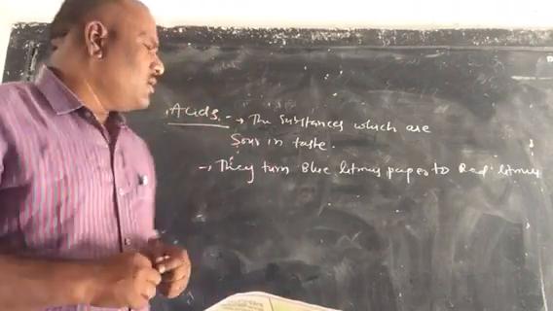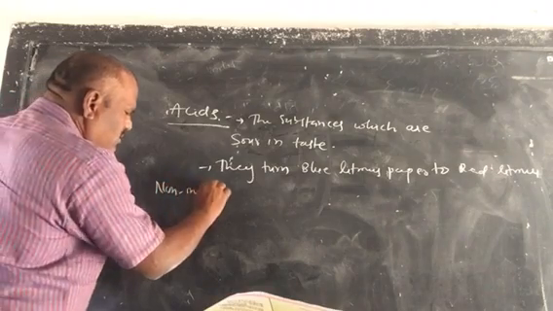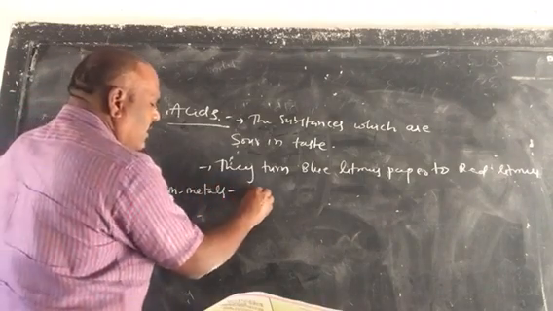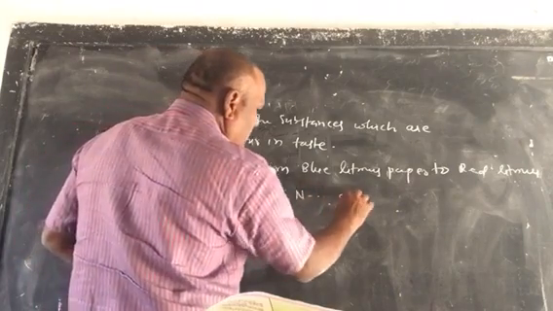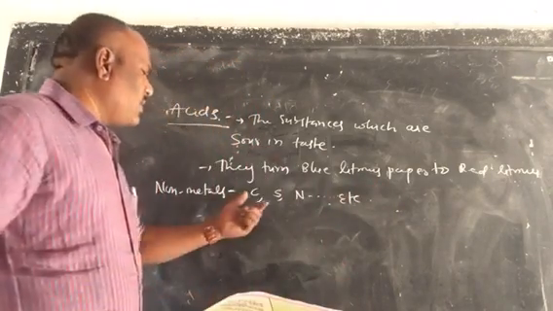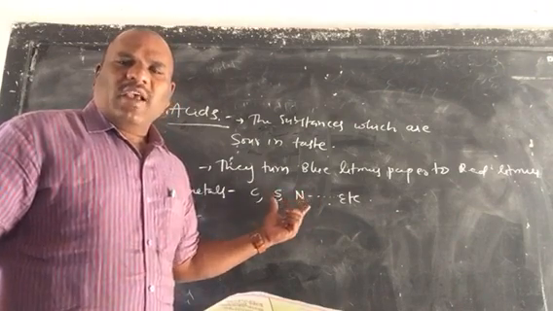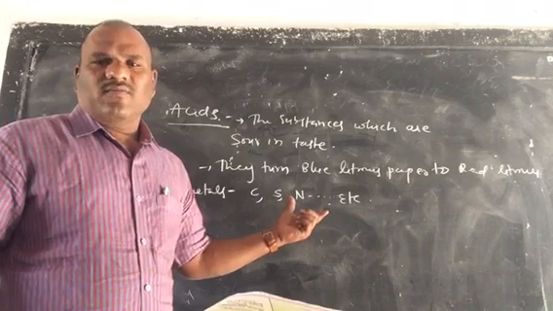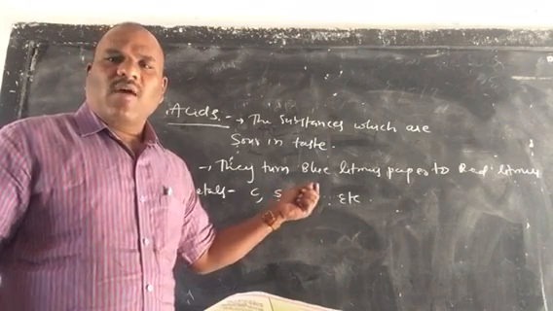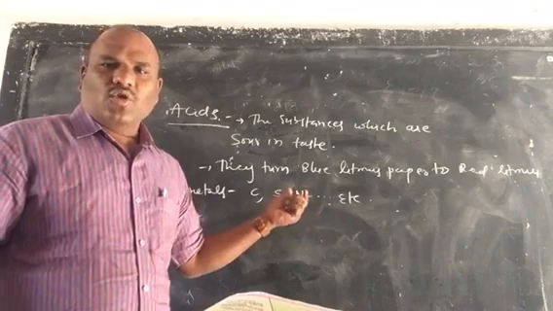Children, observe here, non-metals like carbon, sulfur, nitrogen, etc. When these non-metals react with oxygen, they form their respective non-metallic oxides. I will show on the board, children.